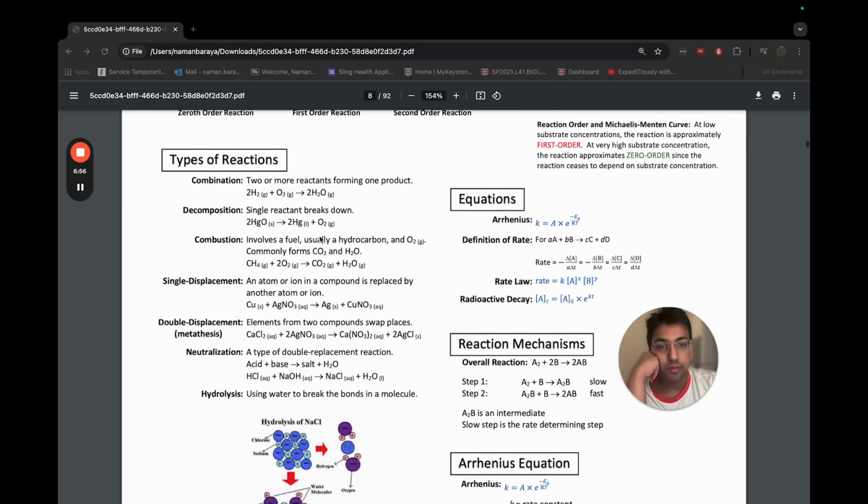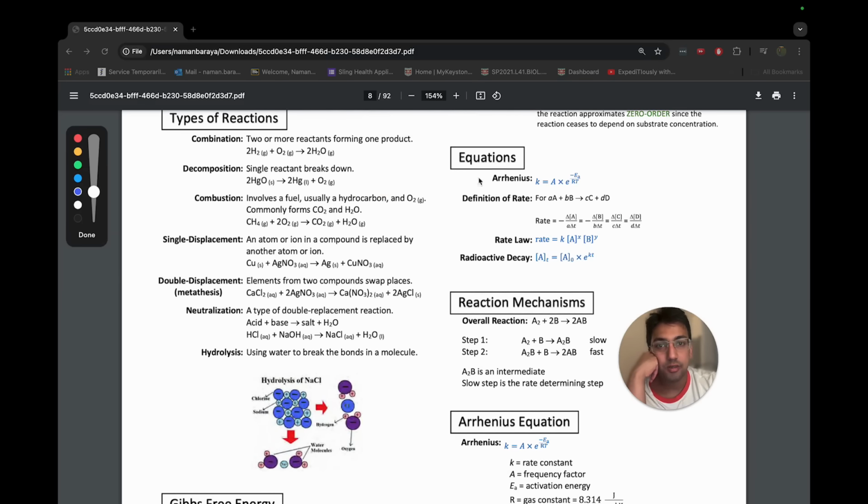Okay, next is the Arrhenius equation. So Arrhenius equation is k equals A times e to the power of negative Ea over RT. This is a very important equation. And here we also get the definition of rate. So if you have these four compounds that are reacting, then the rate is equal to how fast do we get rid of this compound. It's also equal to how fast do we get rid of this compound. It's also equal to how fast do we make this compound. And it's also equal to how fast we make this compound.